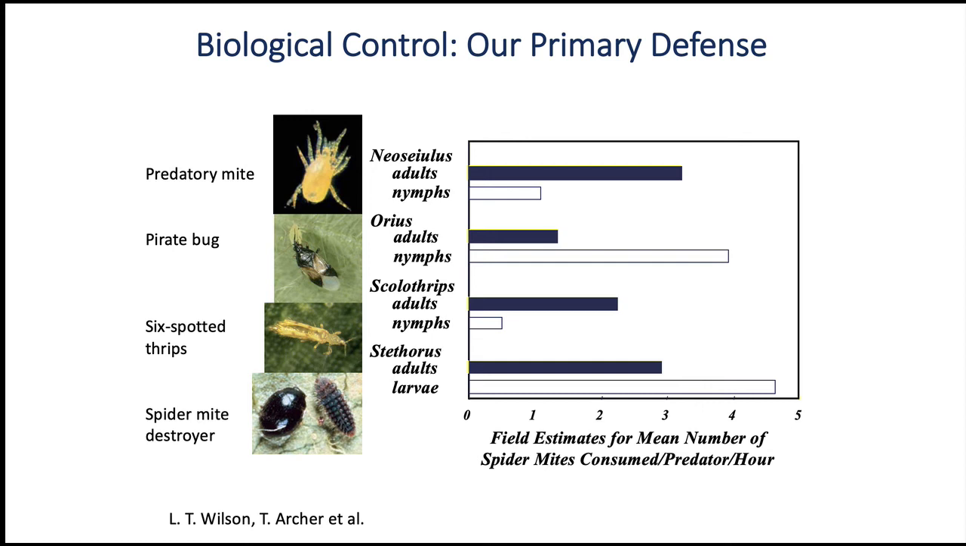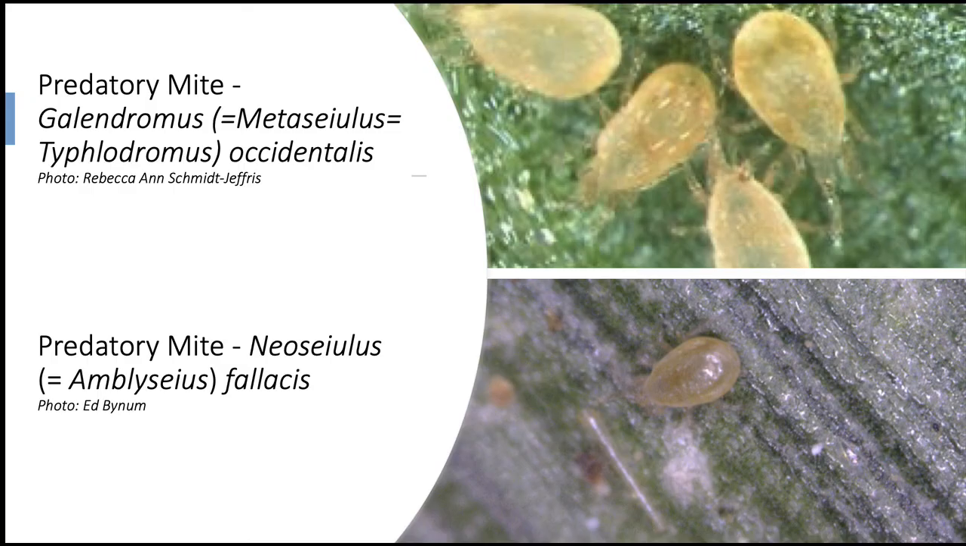That would be the predatory mite, the minute pirate bug, six-spotted thrips, and the spider mite destroyer. With this particular slide, you can see how many spider mites the adults, nymphs, or larvae can consume within an hour. They all can do a real good job in controlling and consuming spider mites. So we rely on all 4 of them to help us manage the spider mites. This work was done by Dr. Wilson and Dr. Archer back in the 1990s.